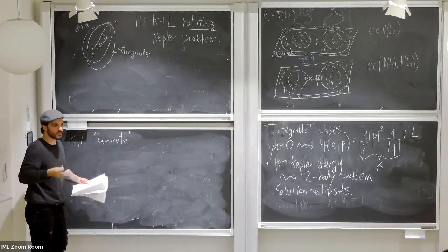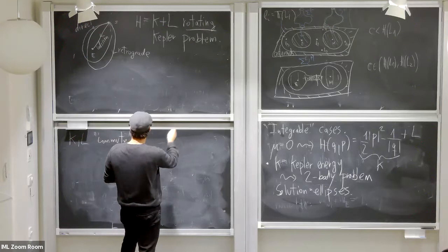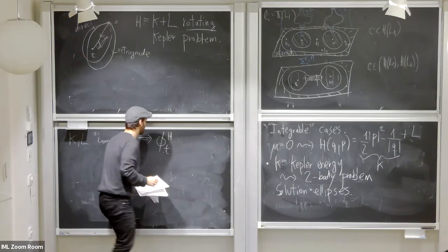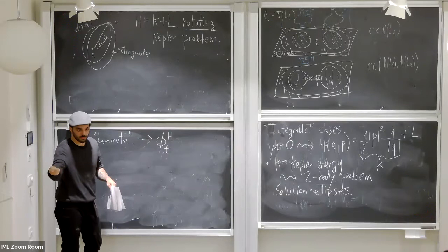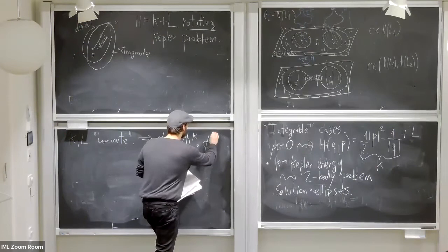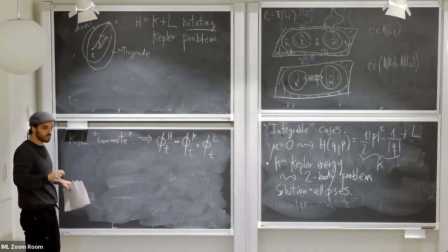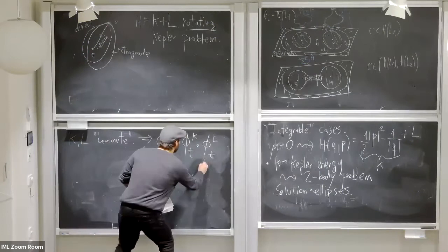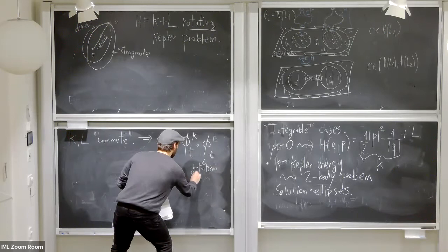Because the Hamiltonian is just the sum K plus L, you can see that what I'll denote by V_t^H, which is the Hamiltonian flow, I start with the initial position and velocity, I solve Hamilton's equations, that's my Hamiltonian flow associated to H. It's just the composition of the Kepler flow and the Hamiltonian flow of the angular momentum. So the Hamiltonian flow of L is just rotating by angle t in the plane. So this is the rotation on the plane, on the span of the Earth and the Moon.